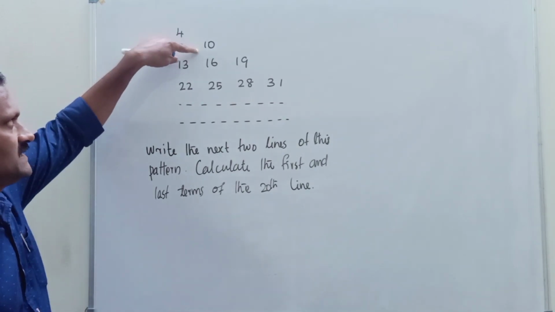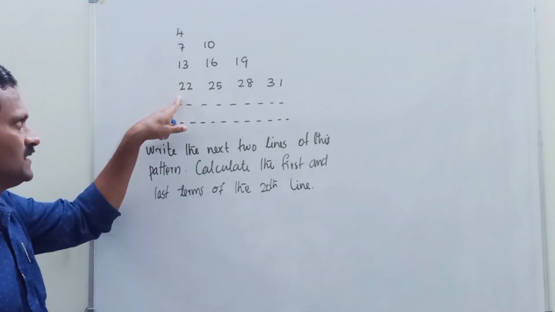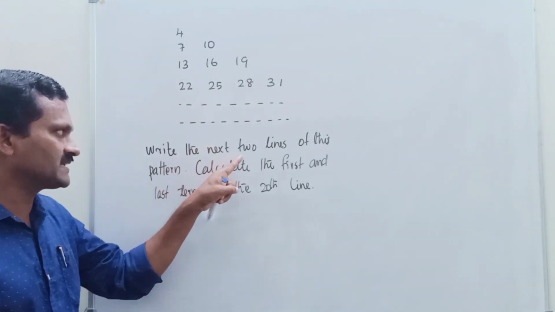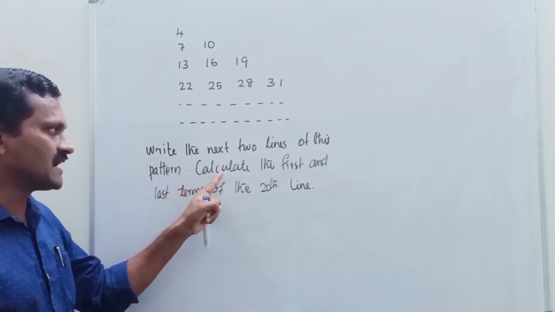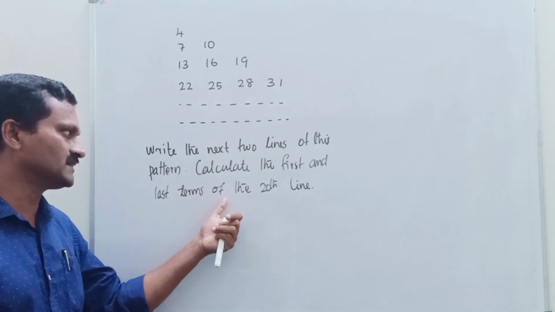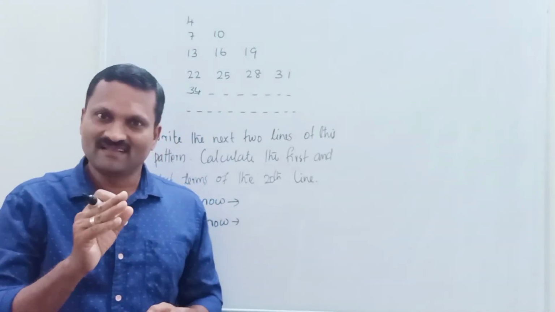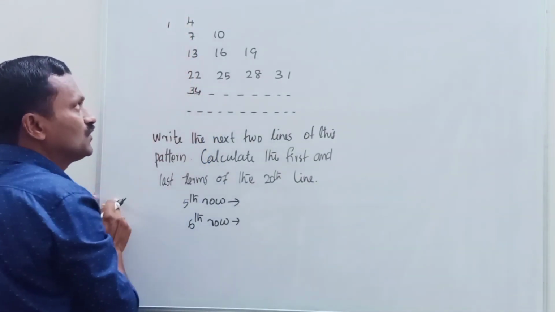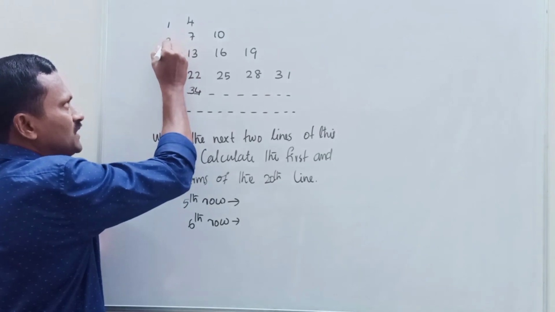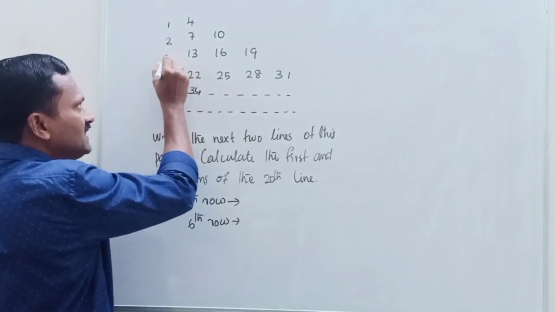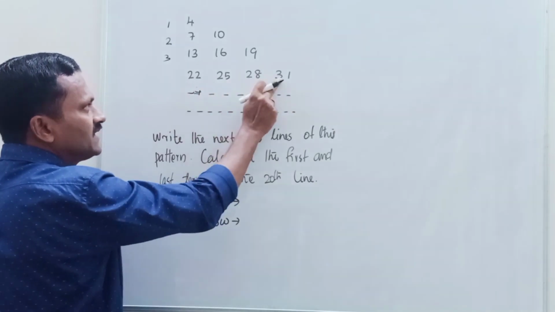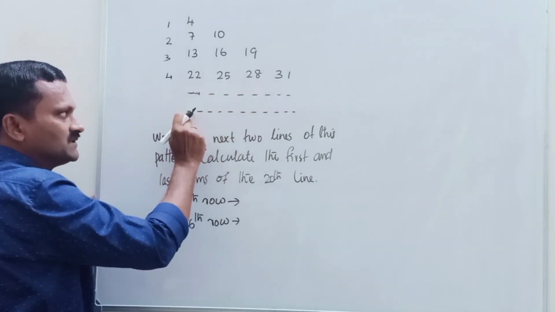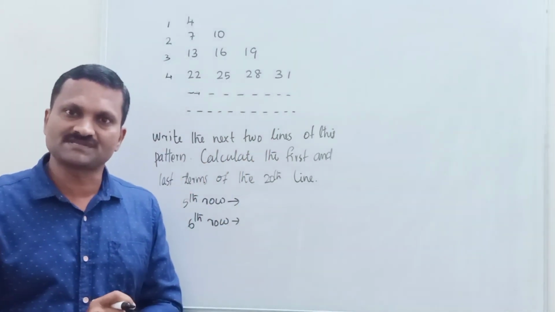4, 7, 10, 13, 16, 19, 22, 25, 28, 31, etc. Write the next two lines of this pattern. Calculate the first and last terms of the 20th line. Let's see the answer. Here the first row contains one number. Second row contains two numbers. Third row contains three numbers. Fourth row contains how many numbers? 4 numbers. So the fifth row contains 5 numbers and the sixth row contains 6 numbers.